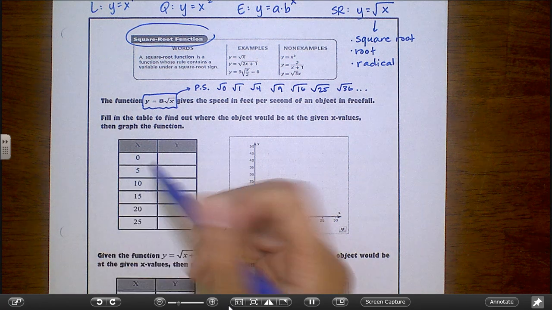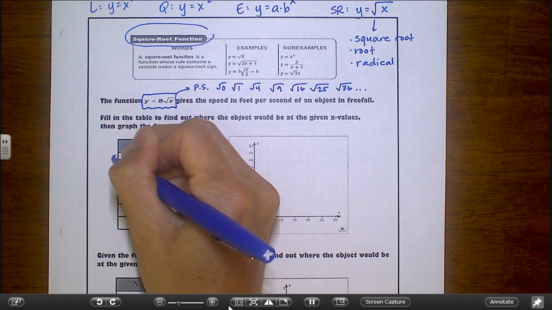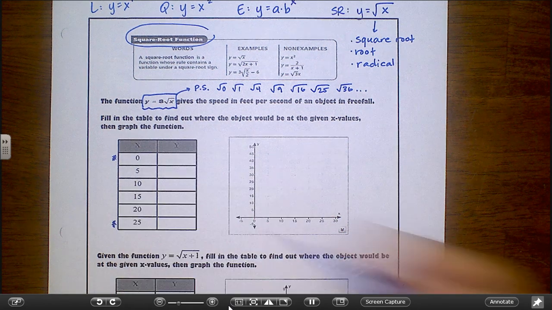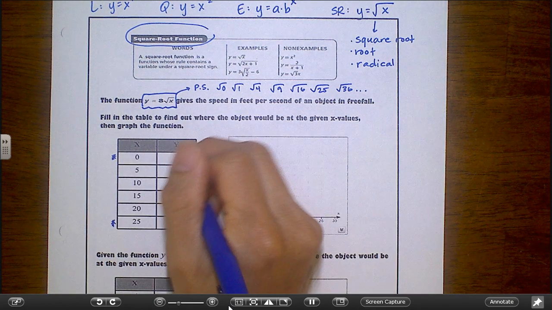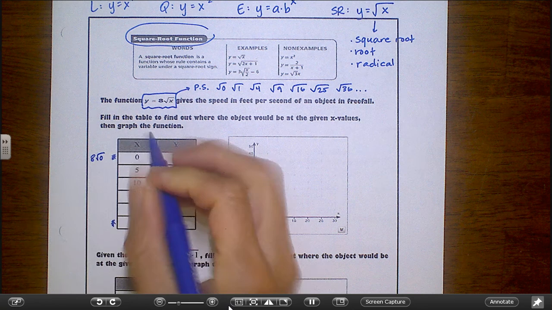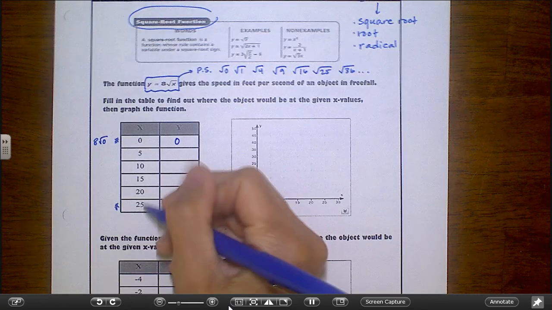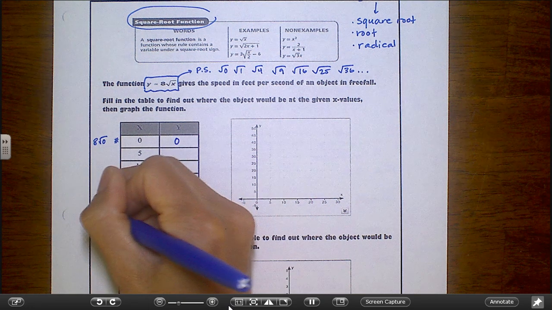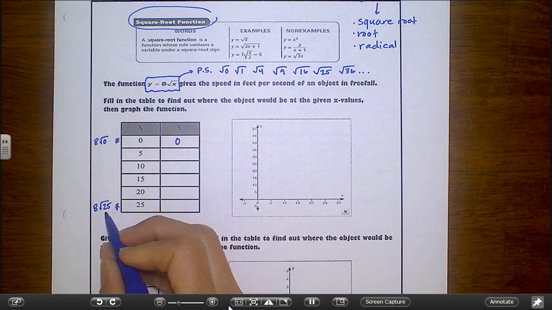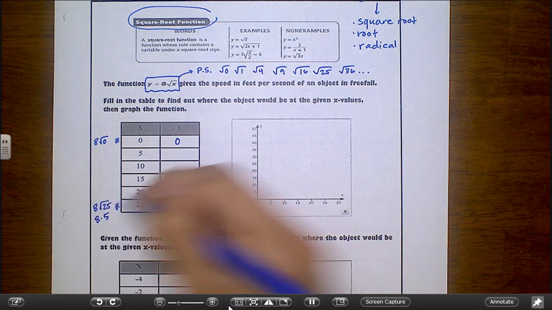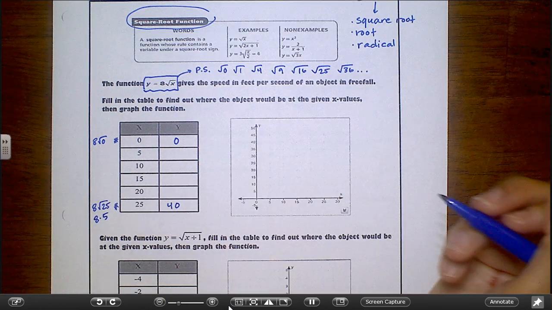So your only perfect squares you have in this table for x are 0 and 25. So you would just do 8 times the square root of 0. Square root of 0, of course, is 0. Times 8 is 0. 25, so 8 times the square root of 25. Square root of 25, remember, is 5. So this would be 8 times 5, which would give you 40.